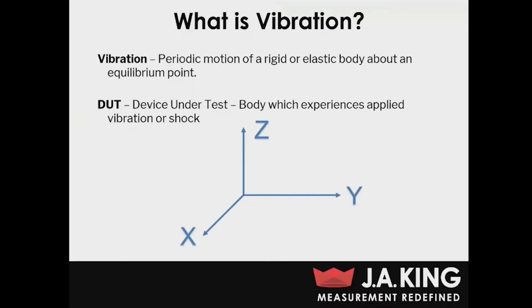So to start off, what is vibration? Vibration is defined as periodic motion of a rigid or elastic body about an equilibrium point. And when we're talking about vibration testing, specifically that body that experiences the vibration, we refer to as the DUT, or the device under test. And typically with vibration testing, we're going to be testing under one of the three mutually perpendicular axes, X, Y, or Z.